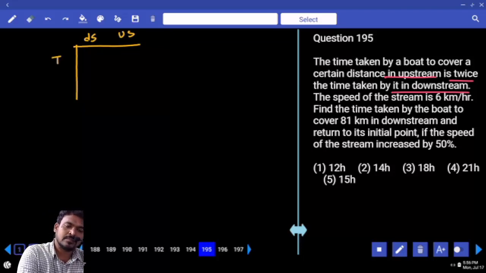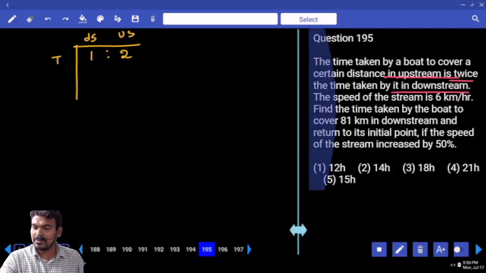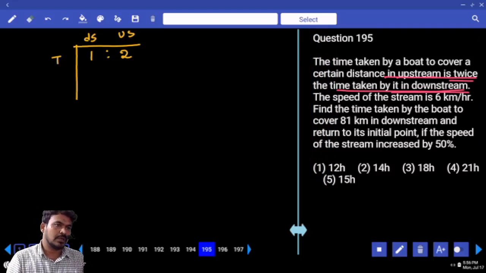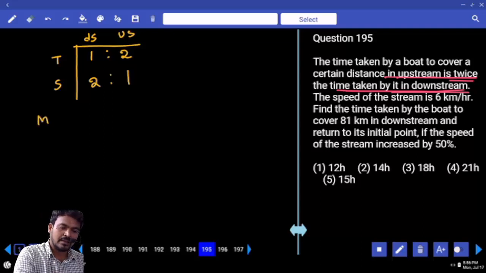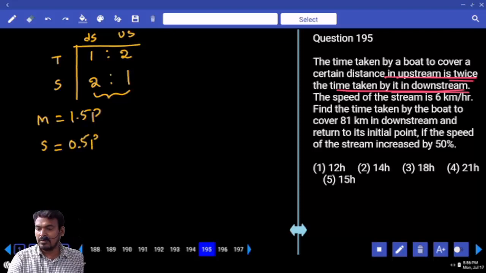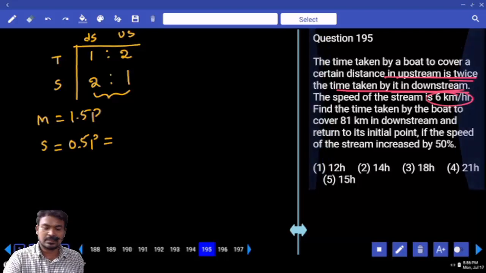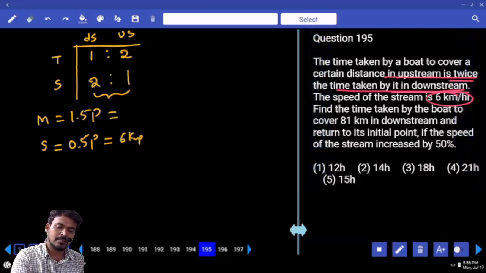What is the time in downstream? Suppose 1 hour. Upstream time is 2 hours. Upstream time is twice which one? Downstream time. If downstream time is 1 hour, upstream time is 2 hours. That is the time ratio. What is the speed ratio? 2:1. Downstream speed 2 parts, upstream speed 1 part. Then M value adding by 2 or subtracting by 2? Adding by 2 means it will be 1.5 parts. S value subtracting by 2, S is how much? 0.5 parts. What is the 1 and 0.5 value? 6 km per hour. Then 1.5 value is 18 km per hour because it is 3 times.